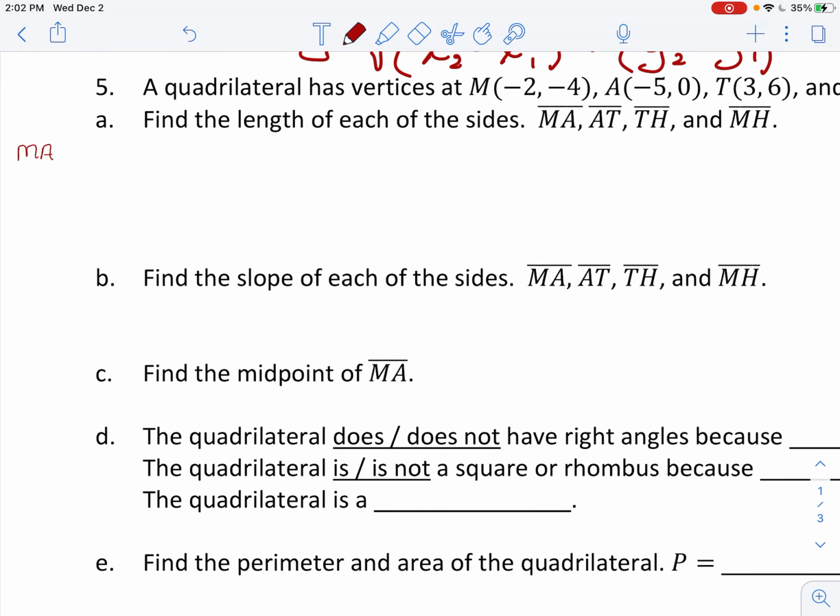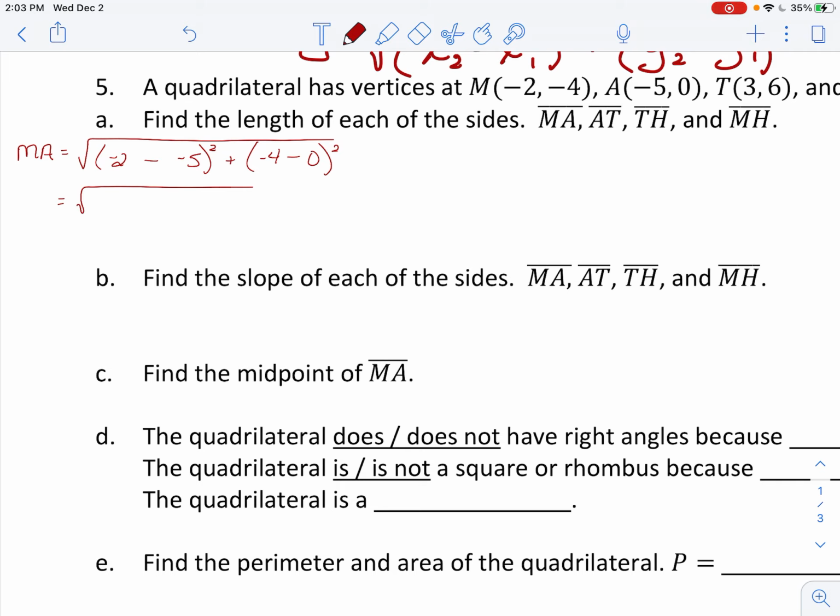So for segment MA, under the square root, I will have a -2 for an x value, a -5 for an x value. I have to put a minus sign in between it. Then a plus sign. -4, 0, those are my y values. Put a minus sign between it. Then I'm just going to throw this on my calculator. What do I get when I type exactly what's under my square root?